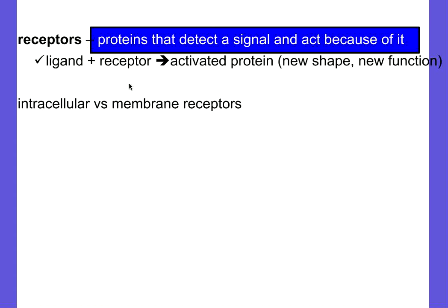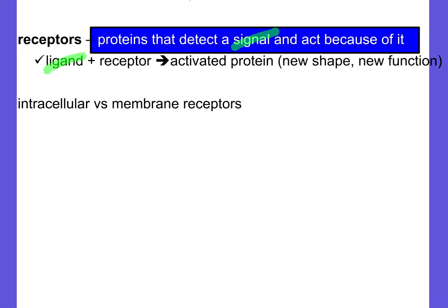What page is it on? Page 80. So receptors are proteins that detect a signal and act because of it. The terminology you're going to use for this, ligands are the signal molecules, so you might underline them or whatever. So the signal is a ligand that's going to attach itself to that receptor, an inactive protein that isn't actually doing anything currently, to make it an active protein that can do whatever function you want it to do.